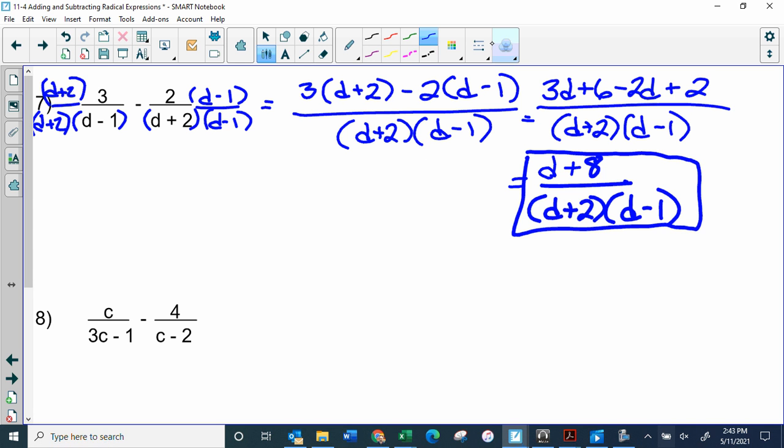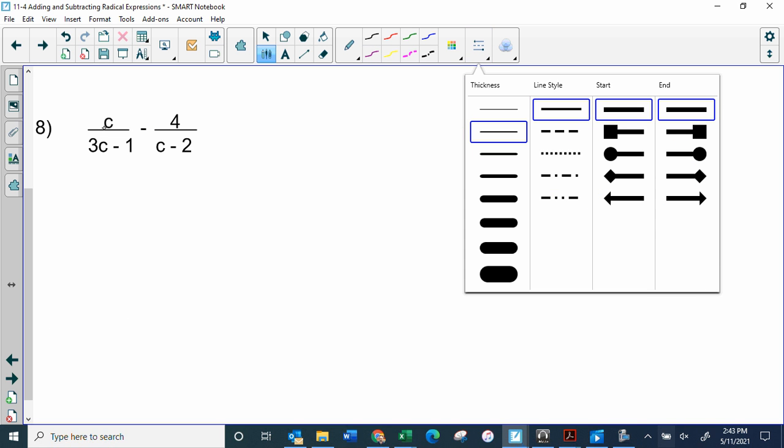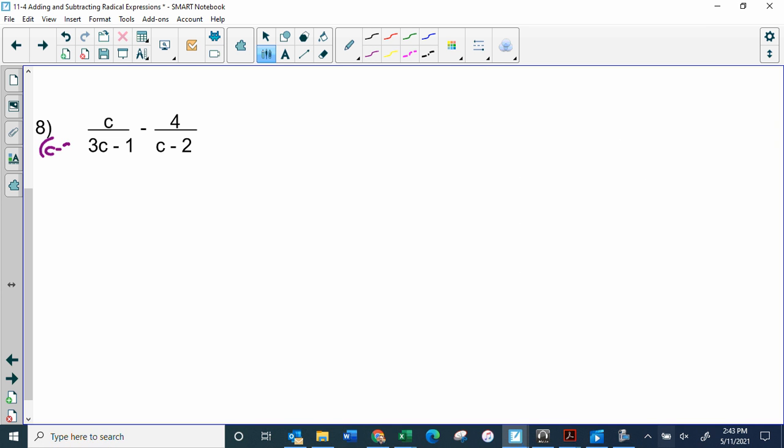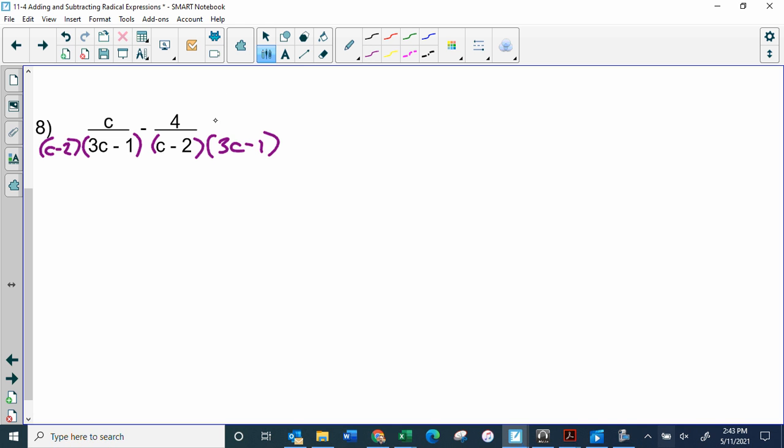So let's look at one more of these. Well, let's change colors just for the heck of it. Go with purple. So I'm going to multiply this one by c minus 2. And I'm going to multiply this one by 3c minus 1. I don't have any idea why I just wrote an I. That is the strangest thing. It's late in the day and I'm tired, if you can't tell. No excuse, but it's the truth. So 3c minus 1. Got to multiply the numerators by the same thing. So c minus 2.